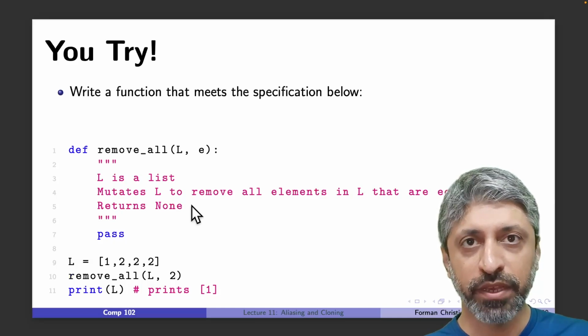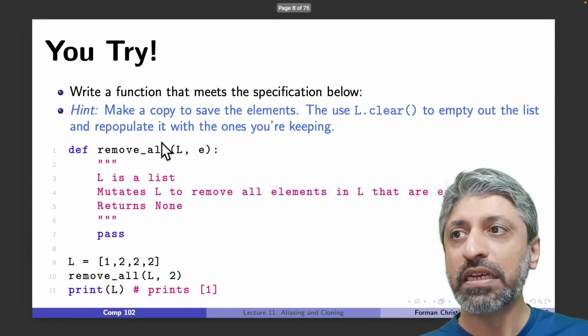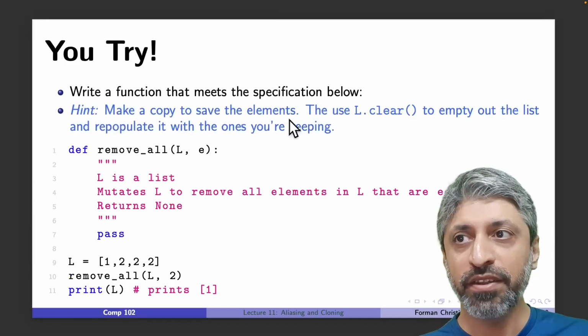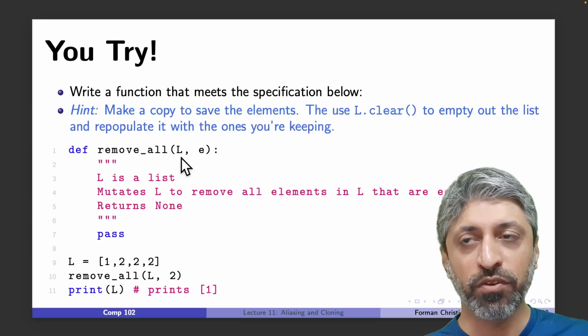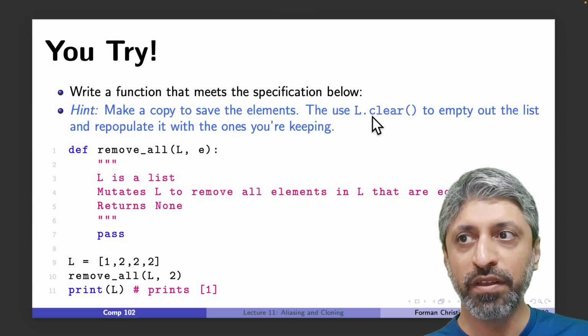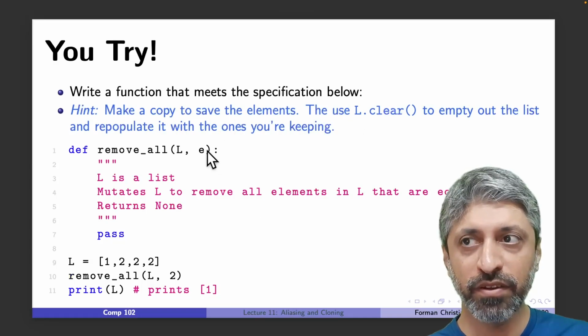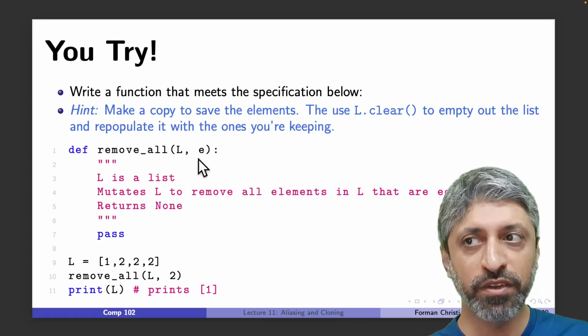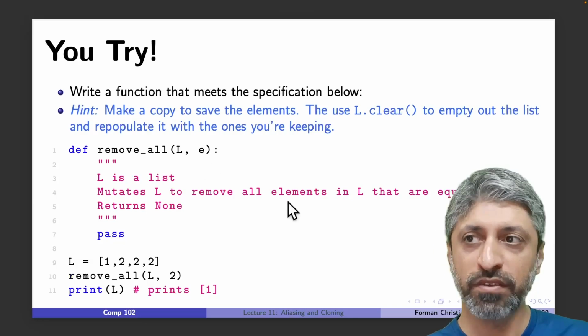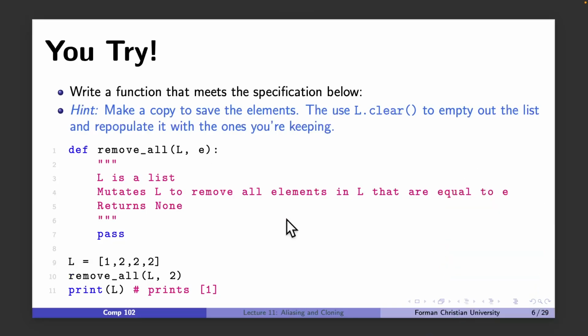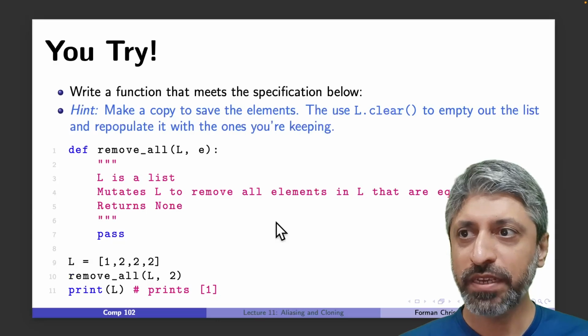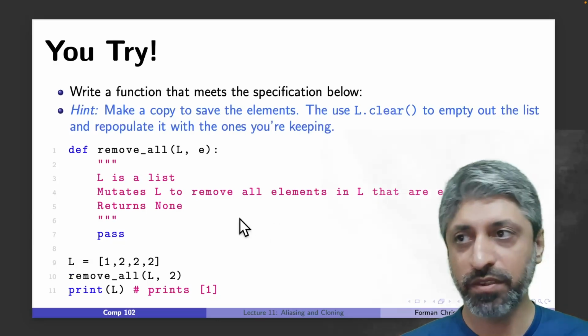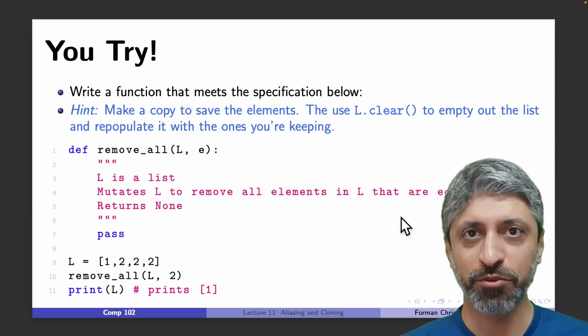The hint is by skipping over them. Again, a hint, you clear the original list using clear, and then you just repopulate. So first of all, make a copy, then clear the list, and then repopulate the list, and then you keep on skipping e's, and that's how you do it. So try this out, pause the video, and let's come back in 3 seconds. 3, 2, 1.